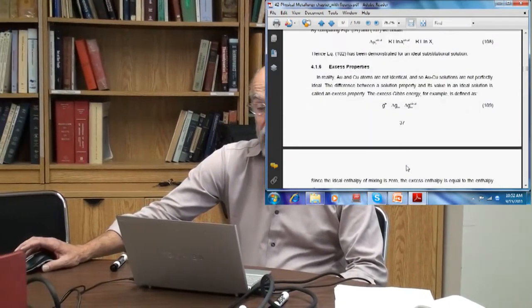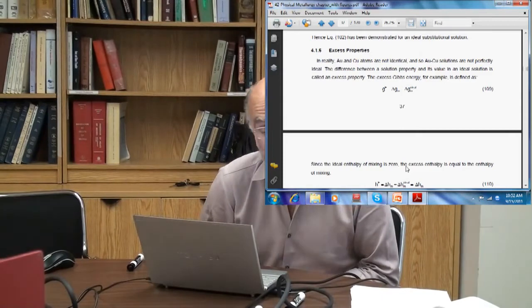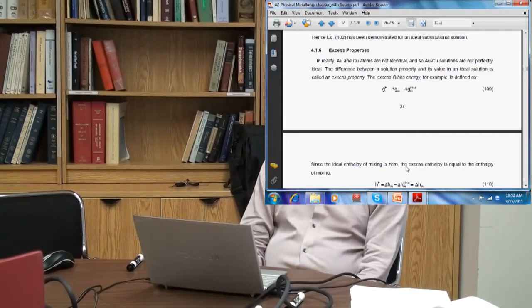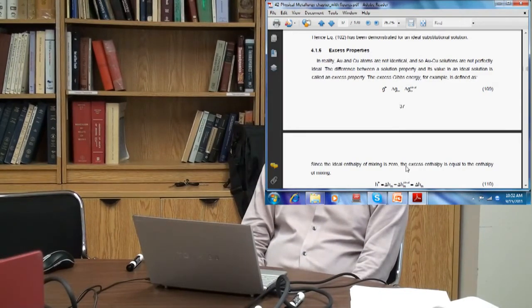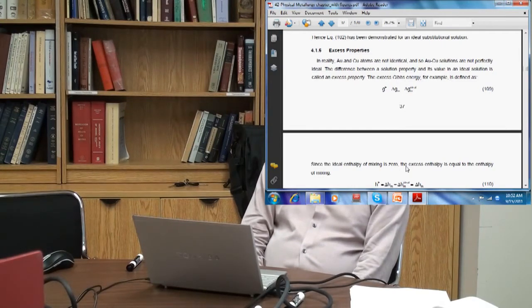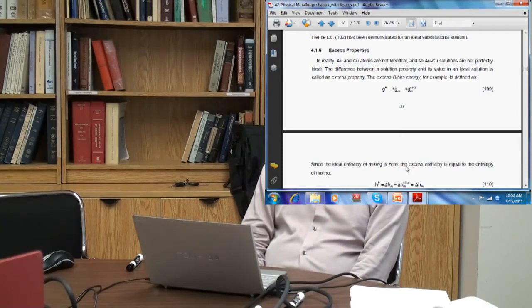Then we talk about excess properties. So this is just definitions now. In reality, gold and copper are not identical, and so gold-copper solutions are not perfectly ideal. And the difference between a solution property and its value in an ideal solution is called the excess property. So the excess Gibbs energy is the Gibbs energy of the solution minus the Gibbs energy of the ideal solution.